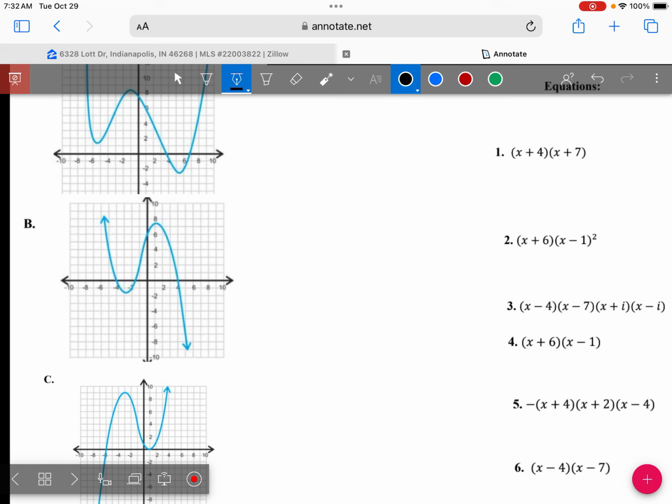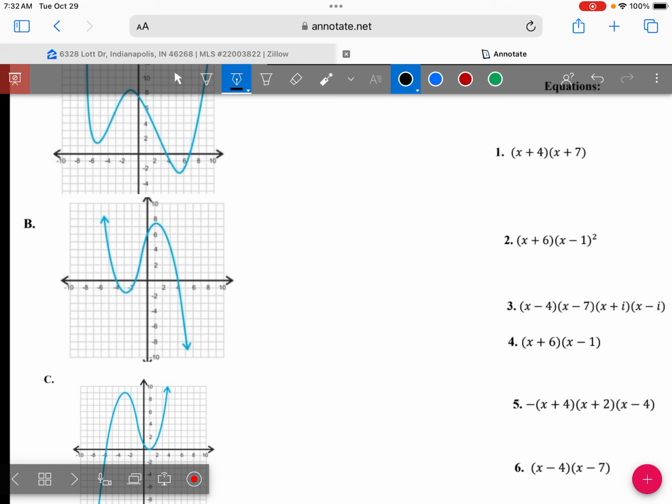All right, which letter would you choose? What number equation would you choose for graph B? Show me with your fingers. I see some 2s and I see some 5s.